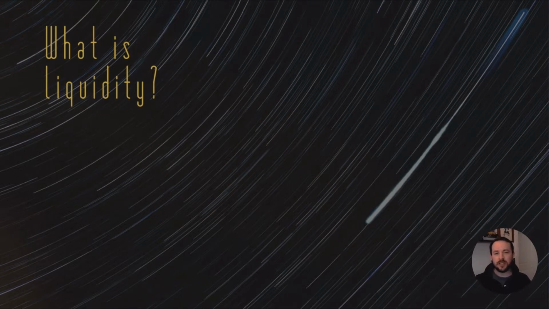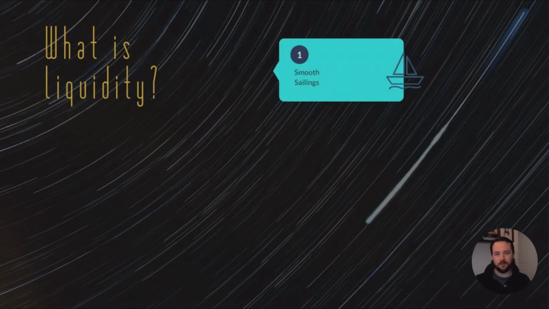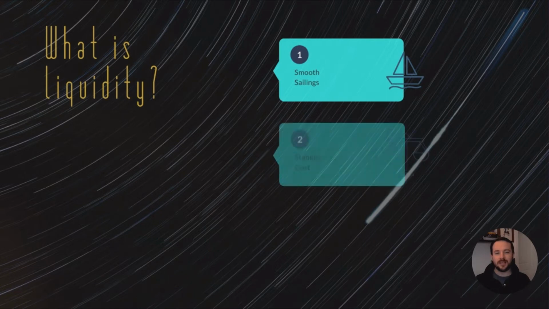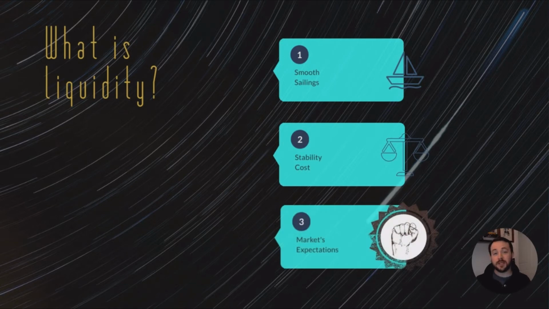There are three ways that liquidity can help us understand the market. The first is by showing us how smoothly things are running. The second is by showing us the cost of maintaining a stable position or price. And the third is by showing us the market's expectations of price movement. Let's look at an example to help get us started.